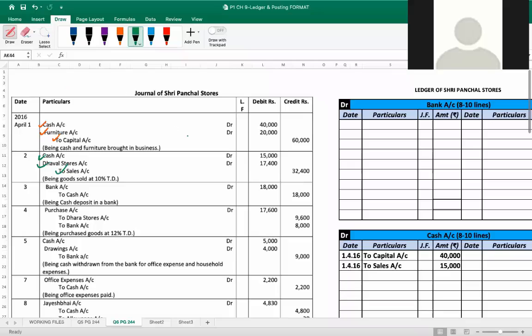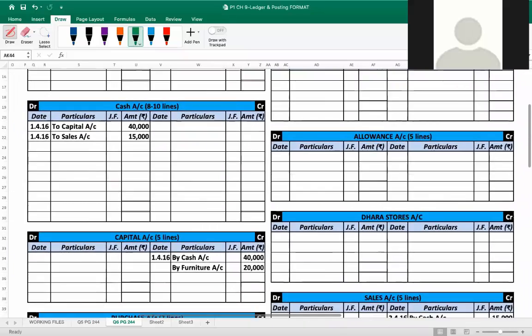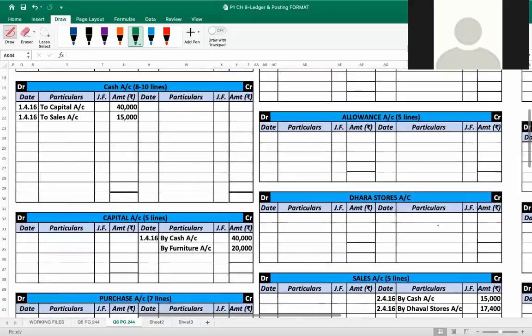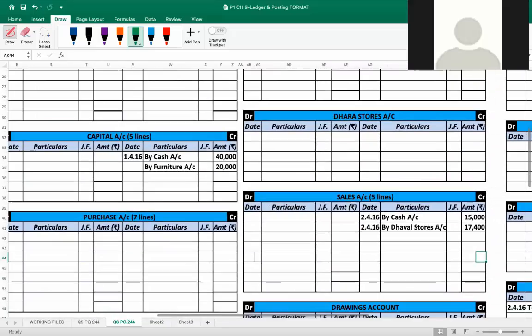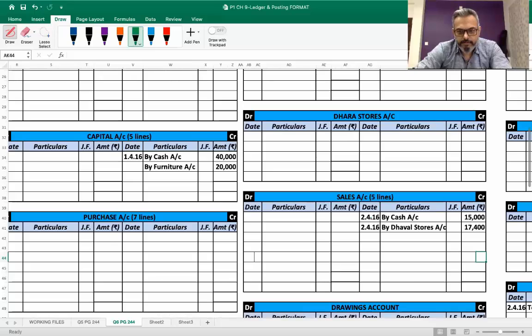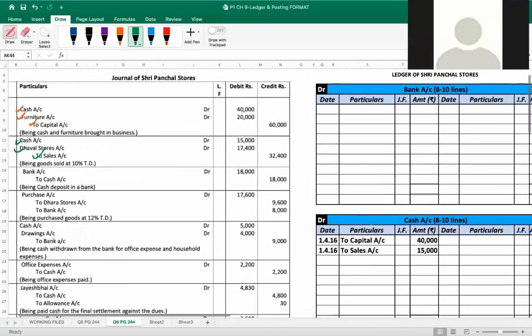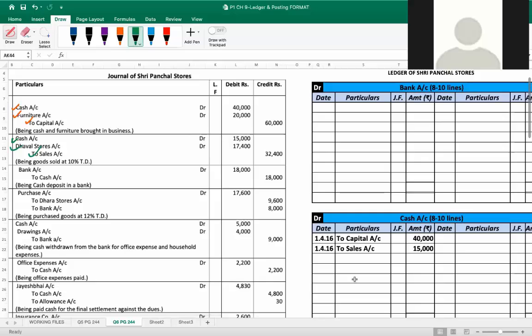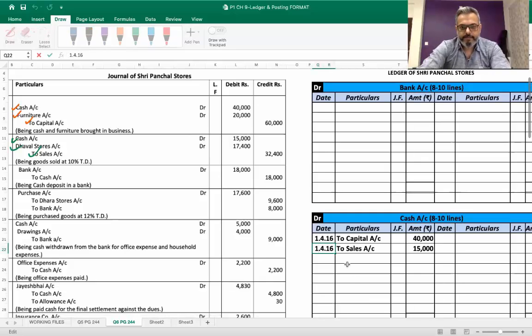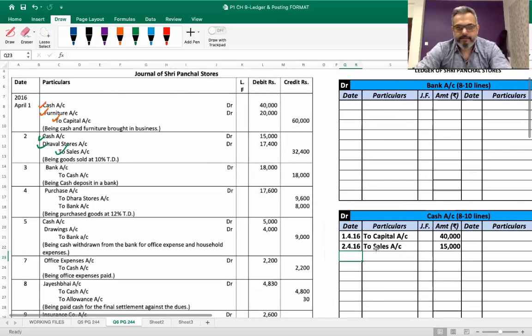Sir, in the cash account, to sales account, the date will be two. You have written one. Yeah, it will. Okay, I'll just change it. Sorry. Okay, thanks. Now that's it.